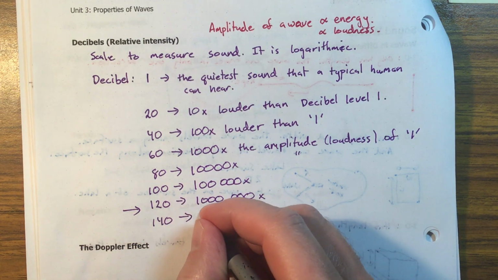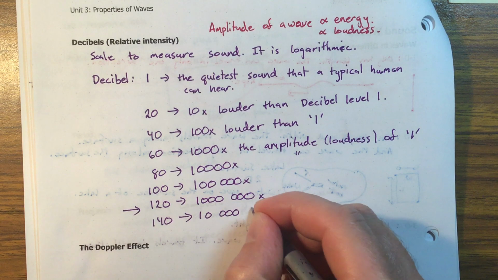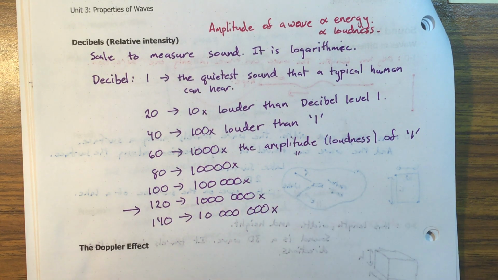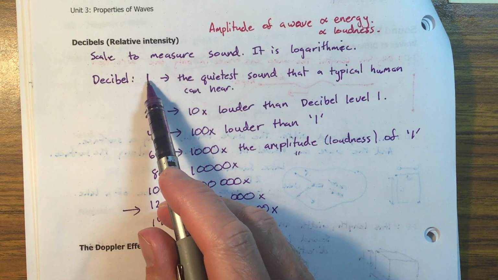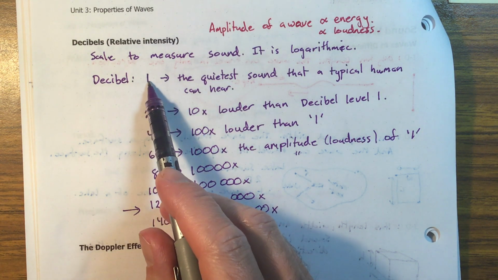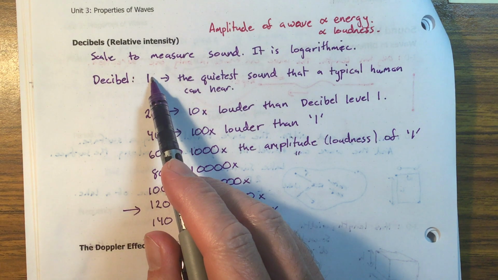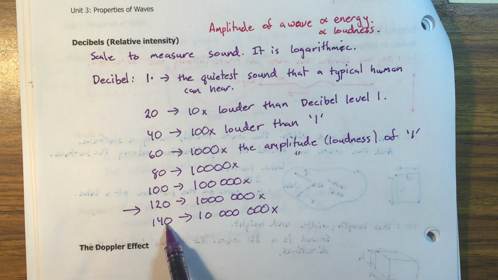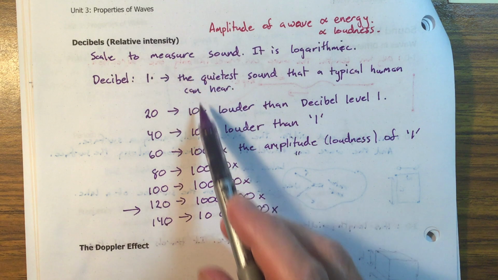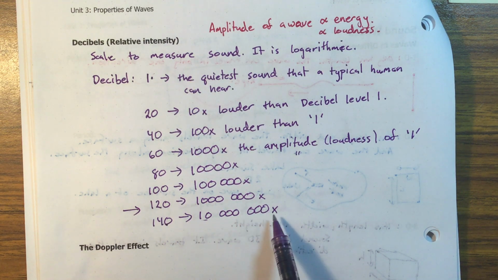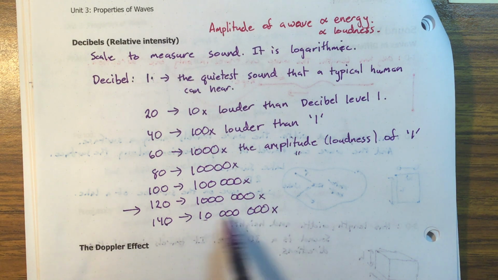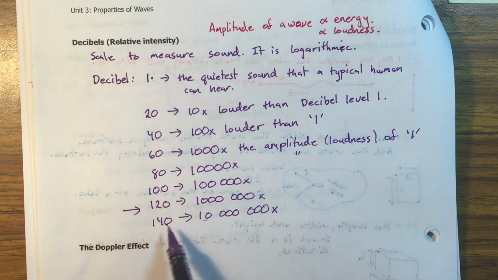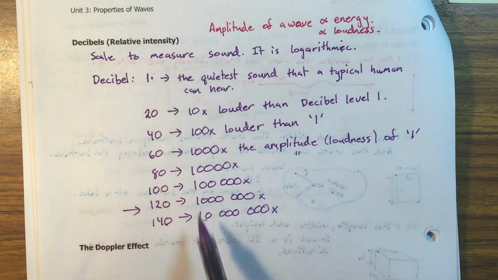140 decibels is 10 million times. You can hear something that's 140 decibels, and it's 10 million times bigger in amplitude than 1 decibel, which you can also hear. So you can hear this, 1 decibel, and you can hear this, 140 decibels. The loudness of 140 decibels is about 10 million times that. So rather than dealing with big numbers like 10 million times, we just make this a logarithmic scale.